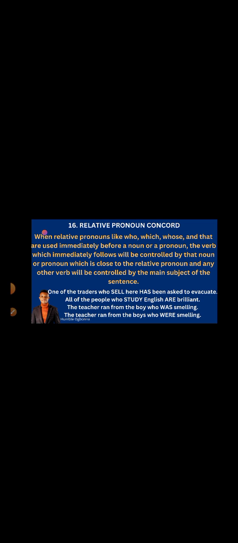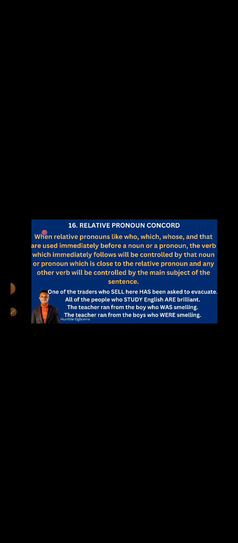Next one. The teacher ran from the boy who was smelling. Before who, we have boy, and that is singular. So this boy here controls the verb, which is was. So it's not going to be the teacher ran from the boy who were smelling. No. The teacher ran from the boy who was smelling. Next one. The teacher ran from the boys who were smelling. Now we have boys here, which is plural, before the who. So the boys here controls the next verb, which is were. The teacher ran from the boys who were smelling.